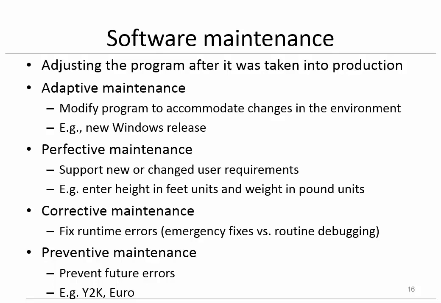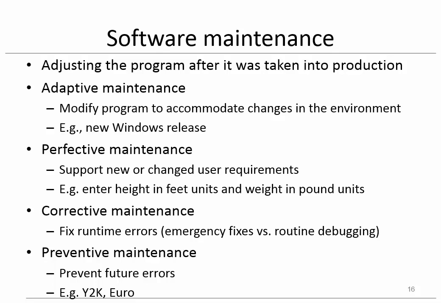The first one is adaptive maintenance. In adaptive maintenance, you're going to modify the program to accommodate changes in the environment. When we say changes in the environment, we are primarily referring to the hardware and software environment in which the program runs. Think about a new Windows release, whereby some new features are added and some old features are removed. Hence, your program needs to be thoroughly aware of this, such that it can make use of some of the new features and such that some of the old features of which it made use can be removed.